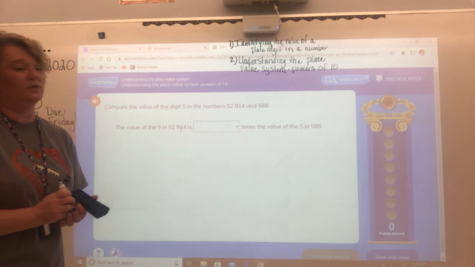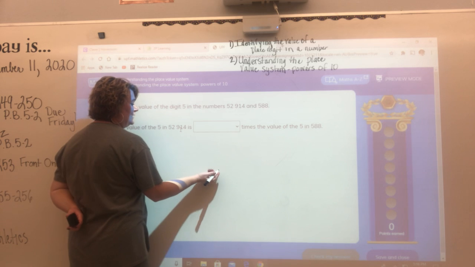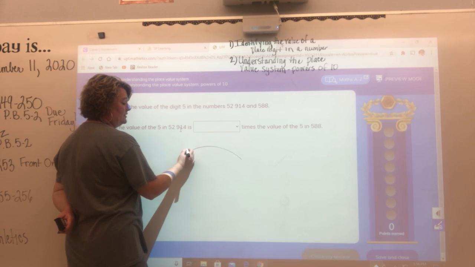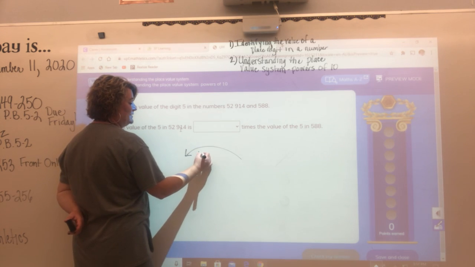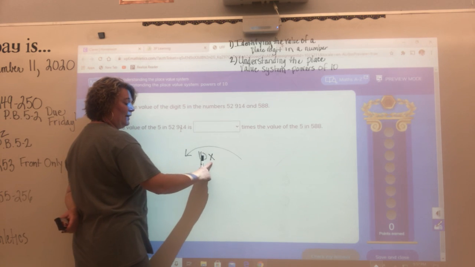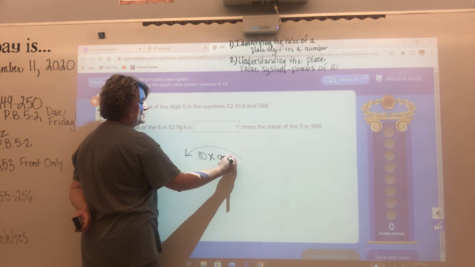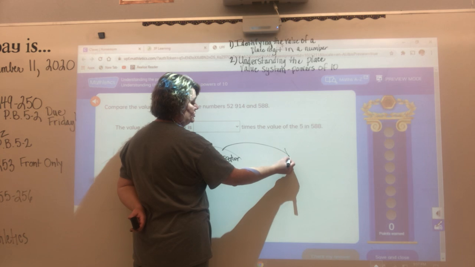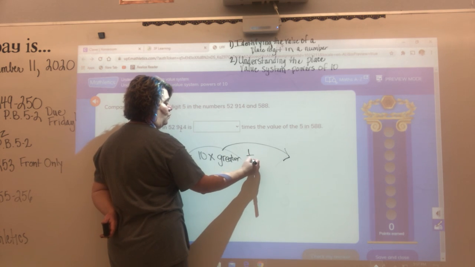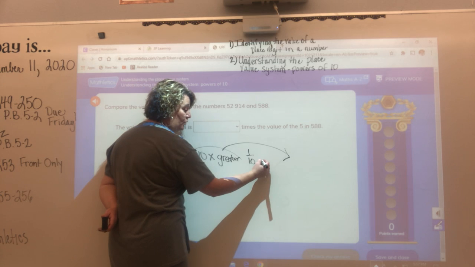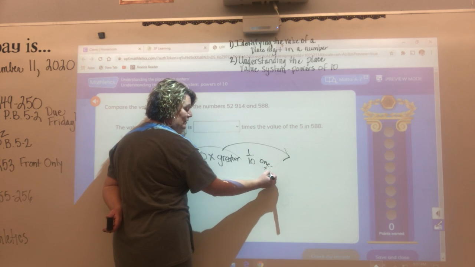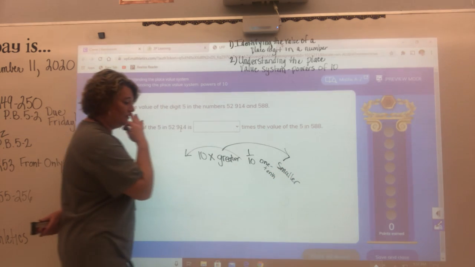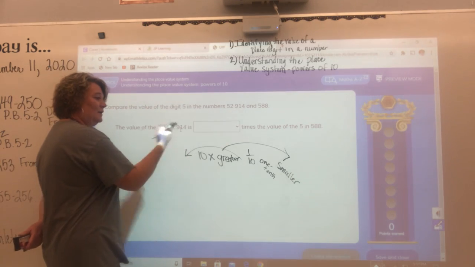And this isn't the first time you've heard this, but anytime you go, and you need to write this on your scrap paper, anytime you go this direction, you're going 10 times, I'm putting that for times, greater. Literally every time you're going 10 times greater, okay? If you go this direction, you're getting 1/10, or we could spell it out, 1/10 smaller. Okay, that's important information. This way you're getting bigger.